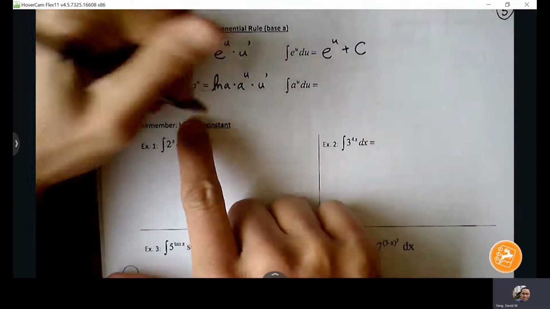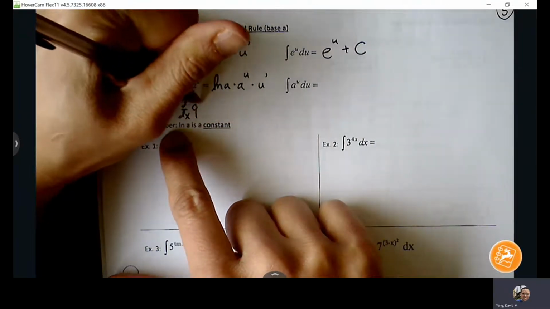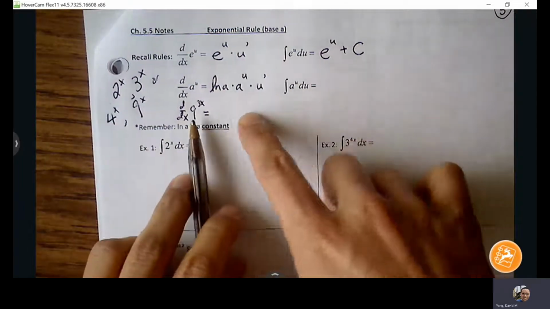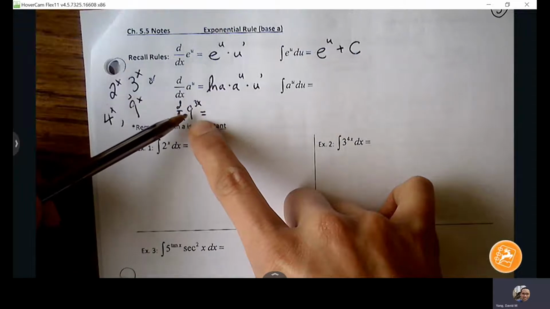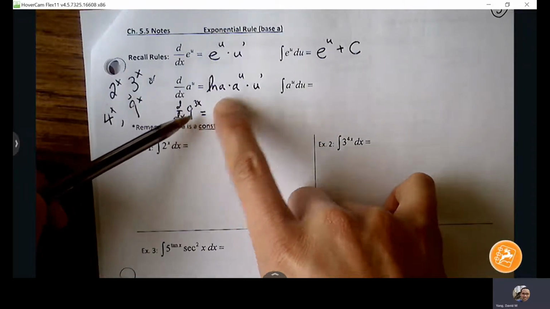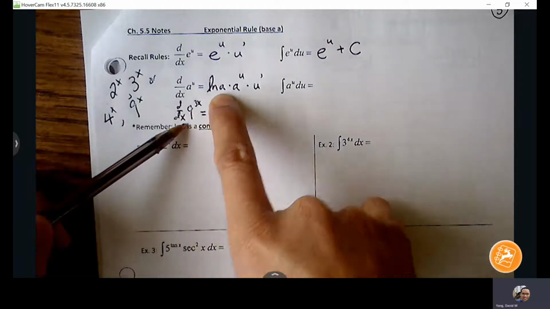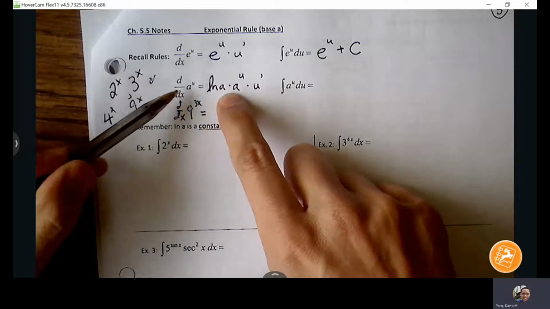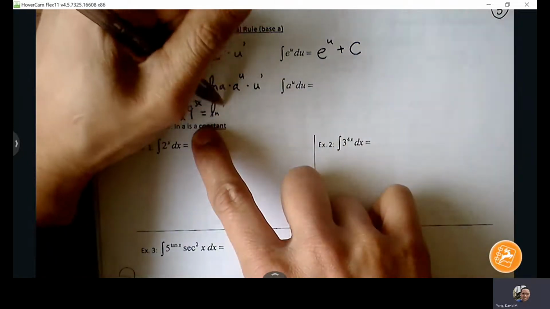Let me just do a quick example here. Let's say I want to find the derivative of 9 to the 3x. Okay, this is base 9. It's an exponential function because it's a constant raised to a variable, so it falls under this category of a to the u. We follow the rule here. So natural log of a, my a value is what? 9, that's my base. So natural log of 9.